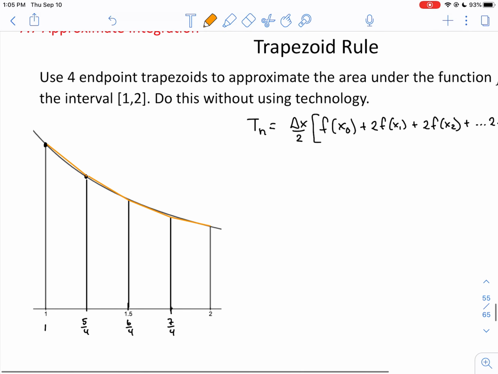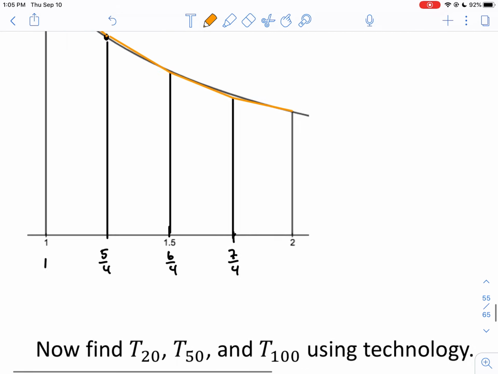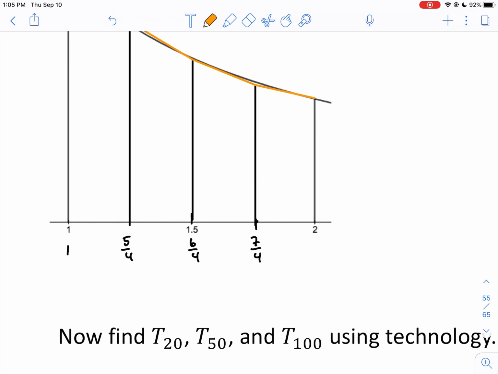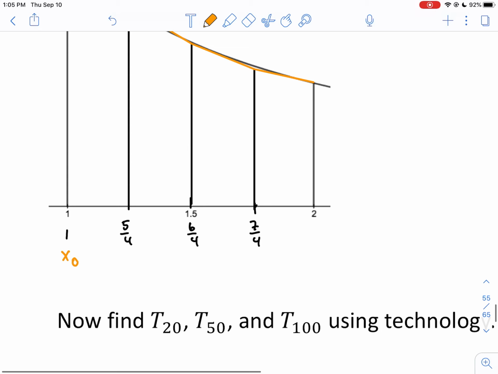Still going to have a delta x that's found the same way. You do 2 minus 1 over the 4, the b minus a over n. So we get a quarter is the delta x. That's how wide each trapezoid is. Notation-wise, down here below, the a is sometimes referred to as the x naught. And then we count them up from there. So this would be x sub 1, this would be x sub 2, x sub 3, and then the final endpoint would be x sub 4. So notice that the final subscript matches the number of trapezoids.